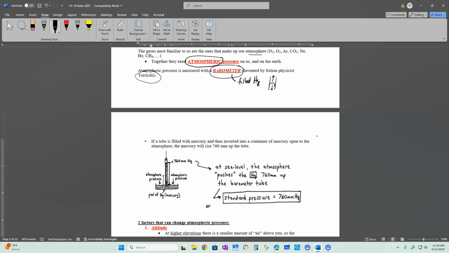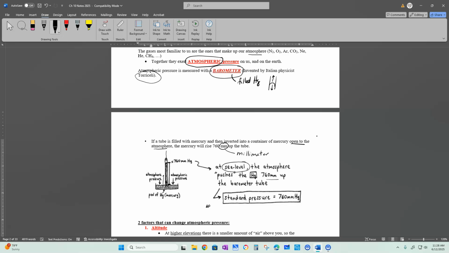So if a tube is filled with mercury and then inverted into the container of an open atmosphere, okay, key is an open atmosphere, the mercury will rise to 760 mm up the tube. Now mm, millimeters. So we're measuring distance on how high or how low that mercury travels up that tube. At sea level, okay, so the ocean, the atmosphere pushes the mercury 760 millimeters up the tube.